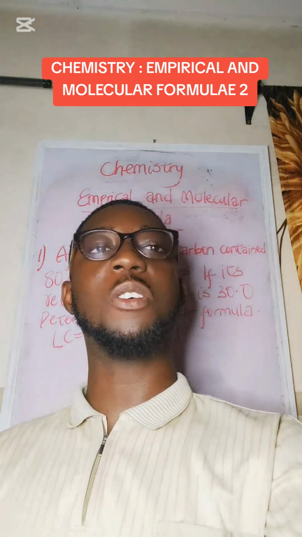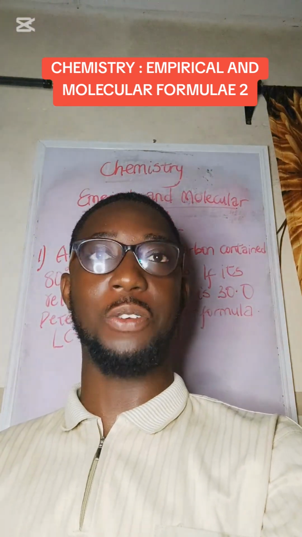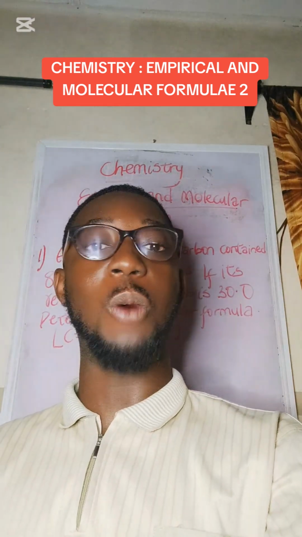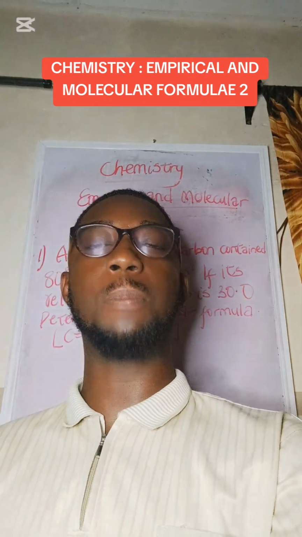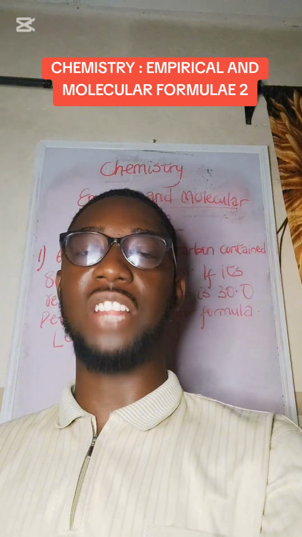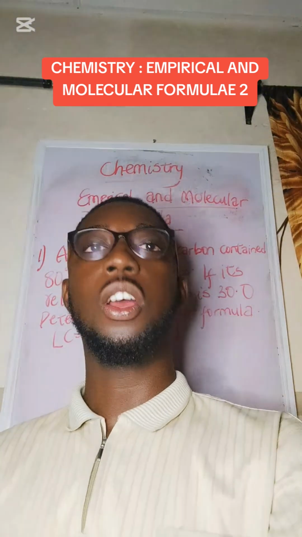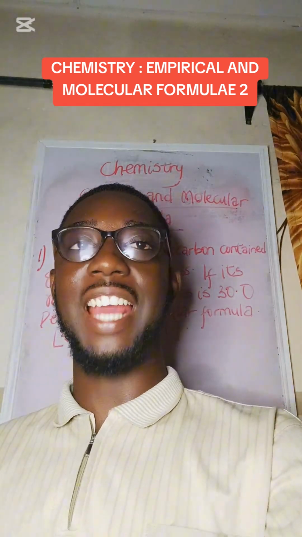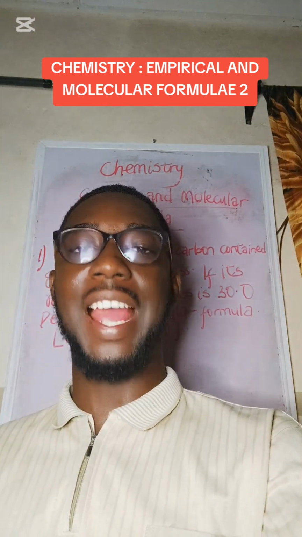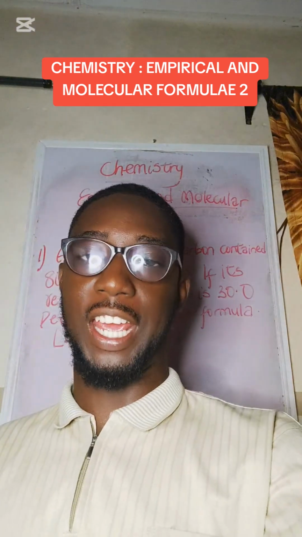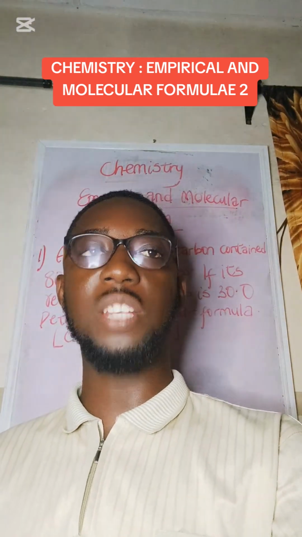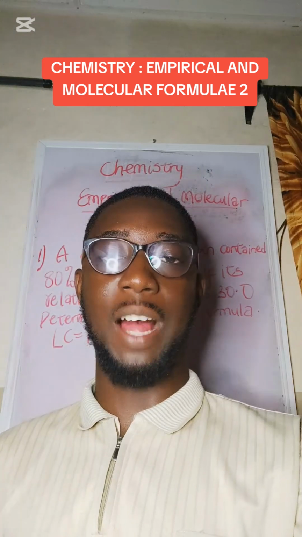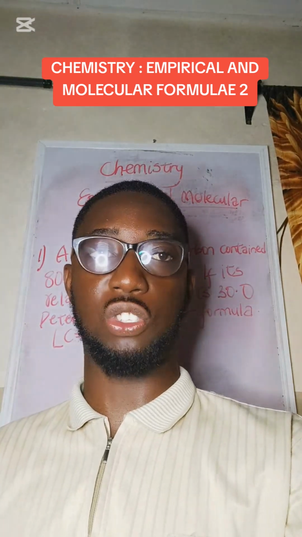So we have that empirical formula indicates the simplest ratio in which the various atoms of a compound combine, while molecular formula of a compound indicates the actual number of atoms of each element present in a compound. So know the difference between empirical and molecular formula. We'll be solving an example to illustrate these two.